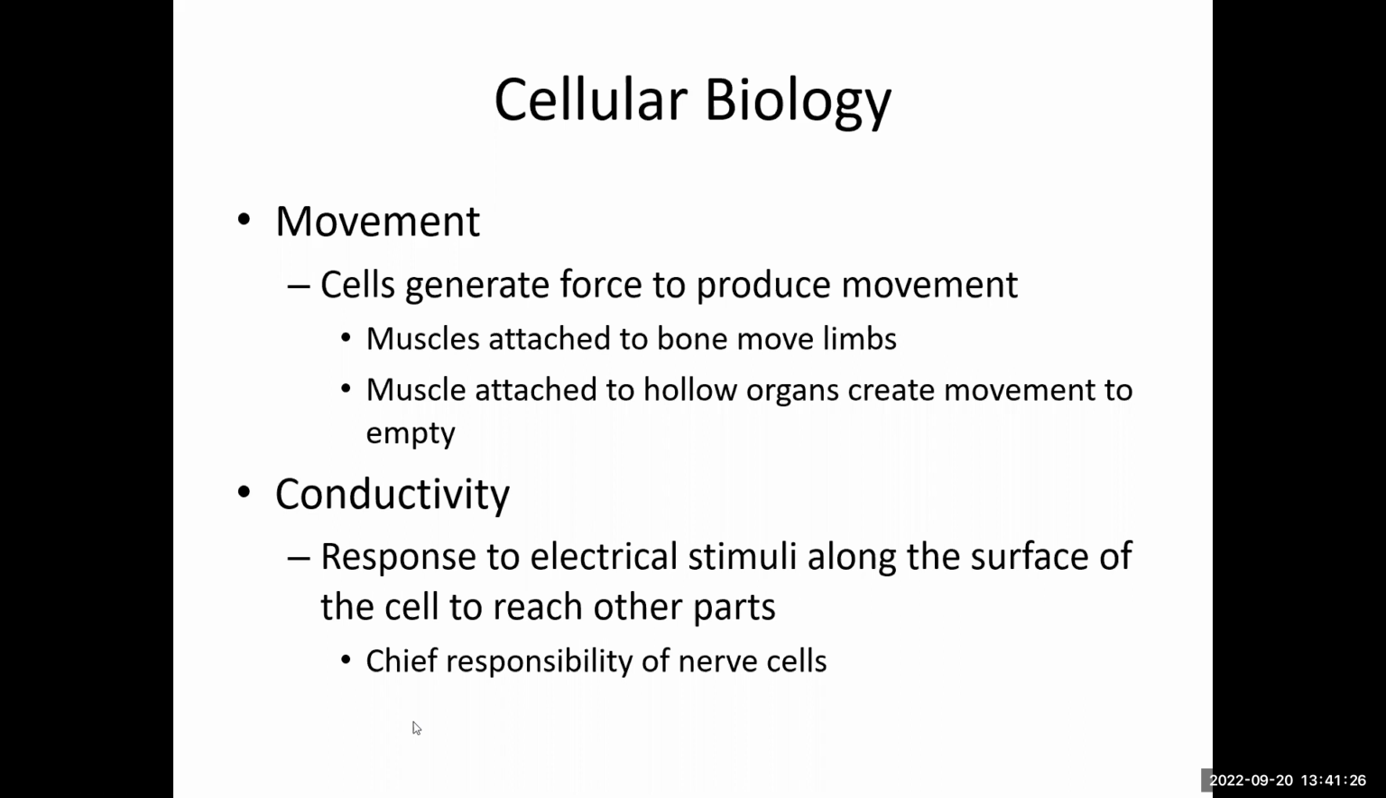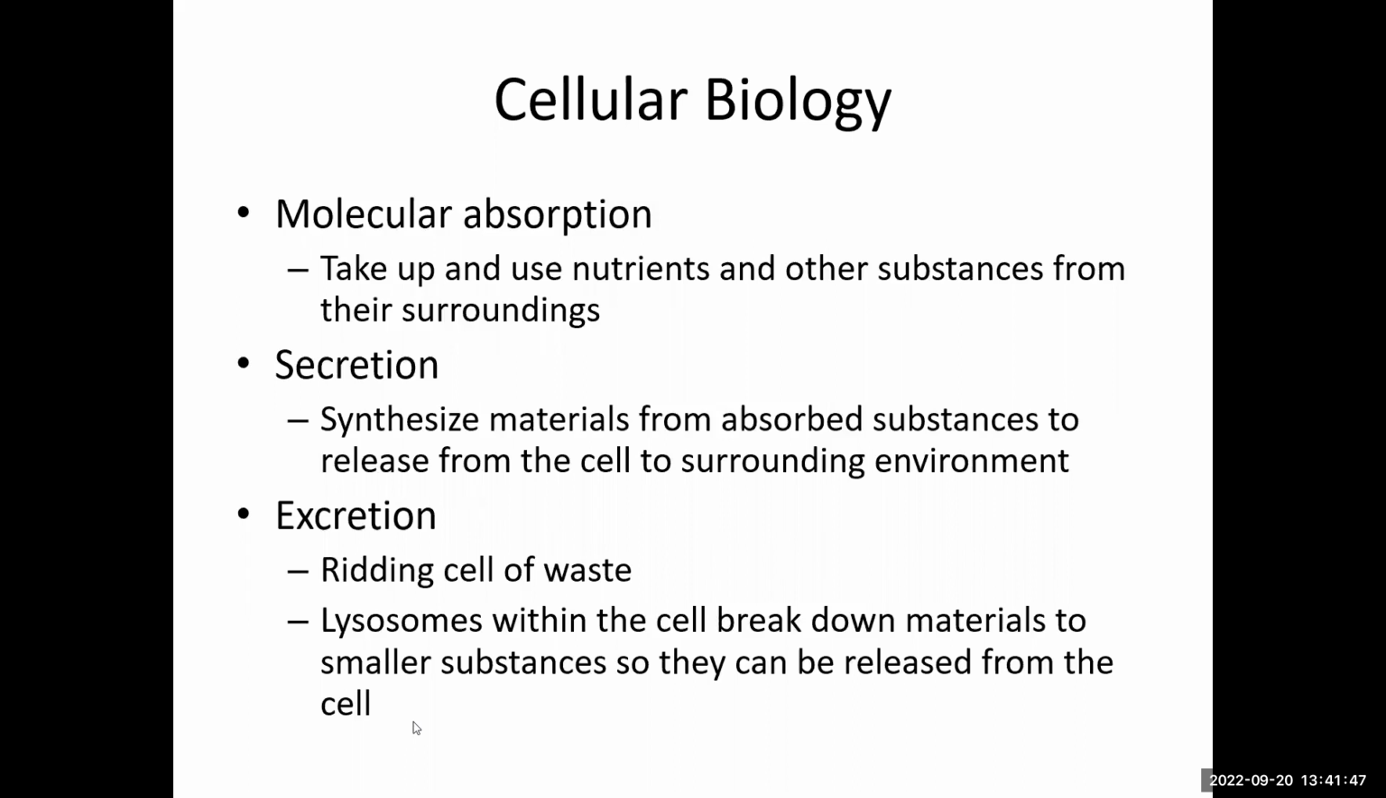Conductivity is the second feature here, and this is where we have electrical stimulation that comes along the surface of the cell. If you remember from anatomy and physiology, we talked about something called action potentials. These action potentials are going to be what is that conductivity. We see these mostly in our nerve cells. Molecular absorption is a function of cells, and they take up nutrients from the environment, from the things that we eat, and they then will utilize those through the process of metabolism.